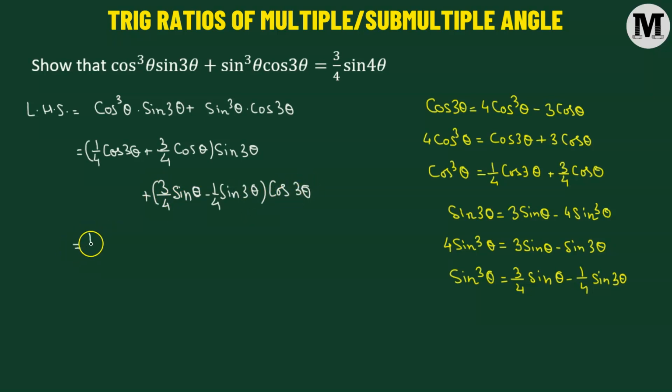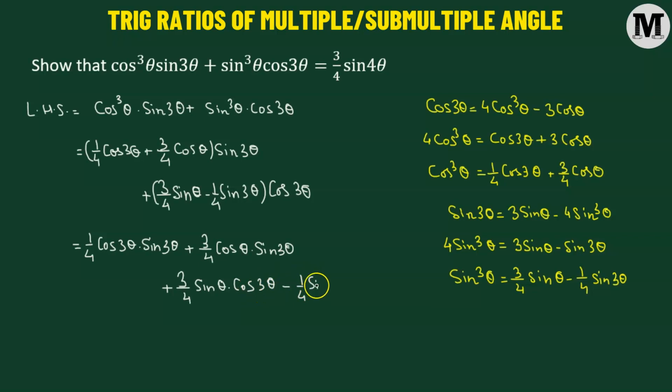So that means now we have 1 over 4 times cosine of 3 theta multiplied to sine of 3 theta added to 3 over 4 times cosine of theta times sine of 3 theta. Then we have 3 over 4 times sine of theta times cosine of 3 theta minus 1 over 4 times sine of 3 theta times cosine of 3 theta. Now what we can do, we can cancel out the first term and the last term. Now we are left with the second and the third term.